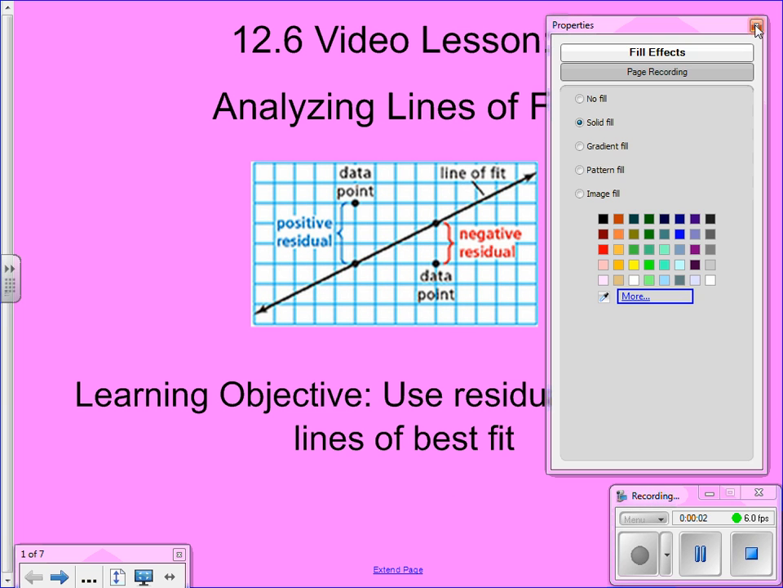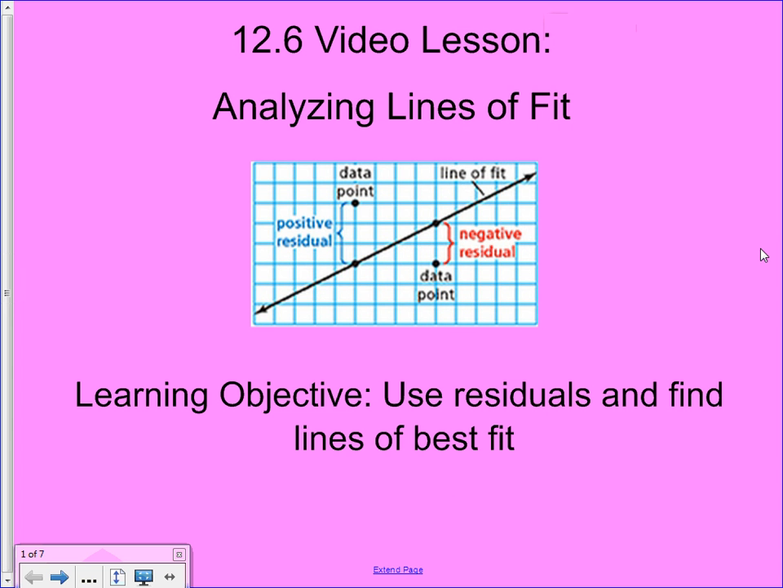Welcome to video lesson 12.6 on analyzing lines of fit. In this section, we're going to use residuals and find lines of best fit.